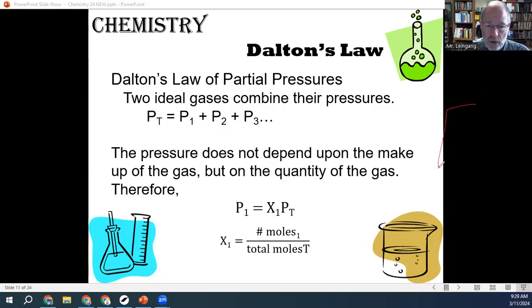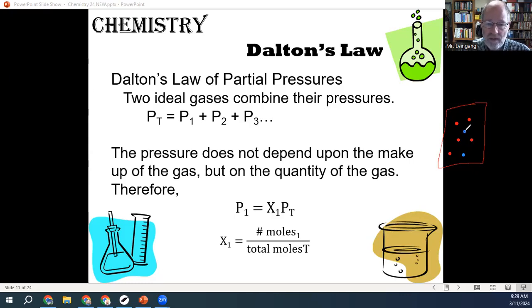So if I have a volume container and I put inside that container 5 molecules of gas, those gases are moving around with a certain amount of energy. They're going to push on the sides. Every time it pushes on the sides, that is what it means for that gas to have a pressure.